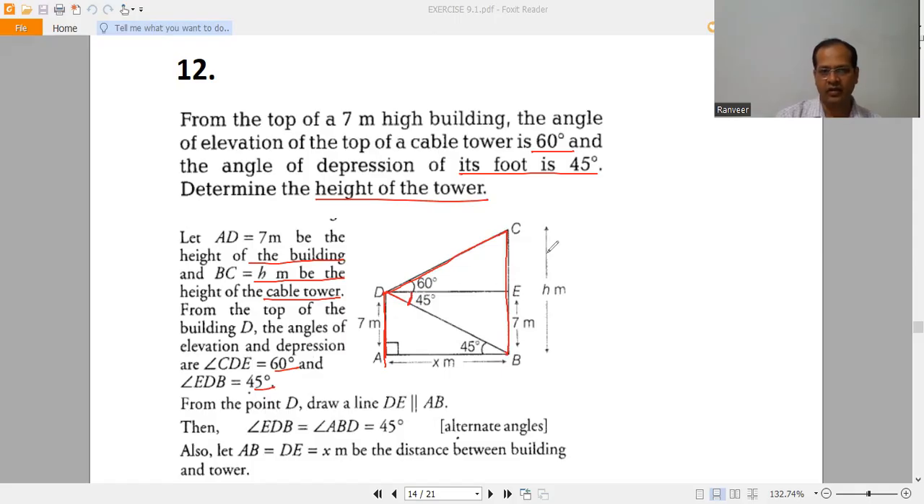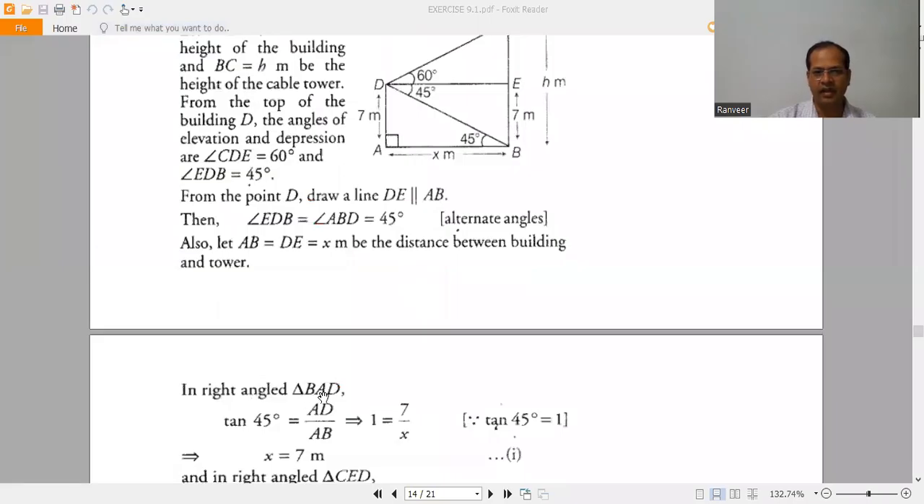We have to find out the height of the tower. So this is the 7 meter high, already it's there for the building, and we have to find out this length. So the distance between these two is suppose x meter. So we can take first the triangle BAD, tan 45 equal to, tan 45 is AD by AB. So 1 equal to 7 by x, x equal to 7 meter.